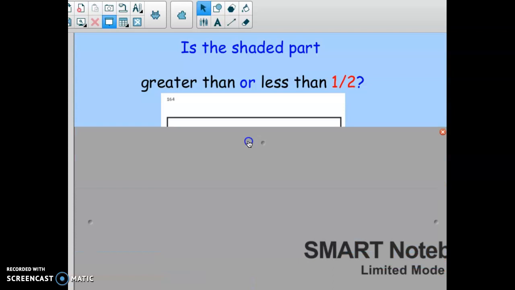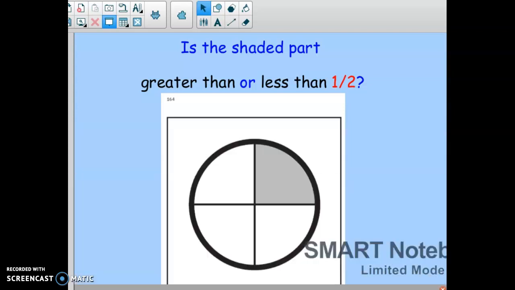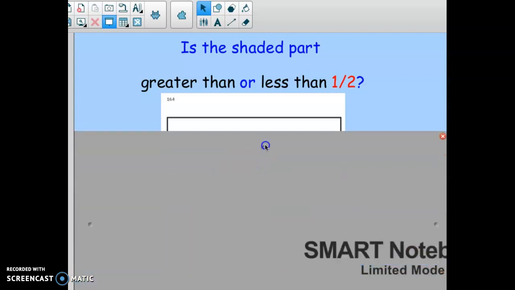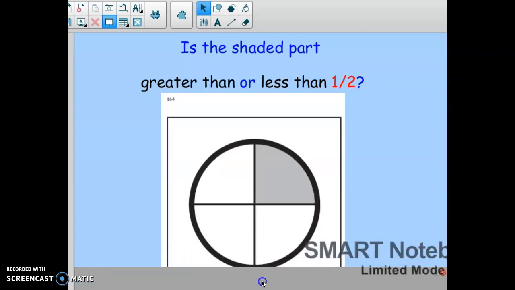Is the shaded part greater than or less than 1/2? Remember, you're looking at the gray part. That's right. Only one out of the 4 pieces are shaded in. This gray piece is less than 1/2.